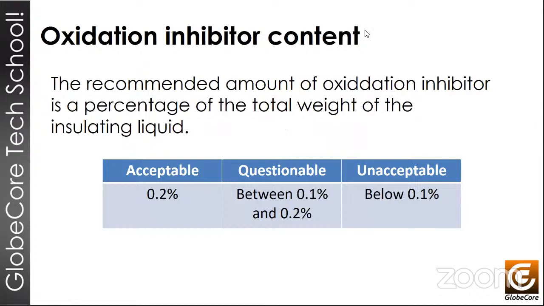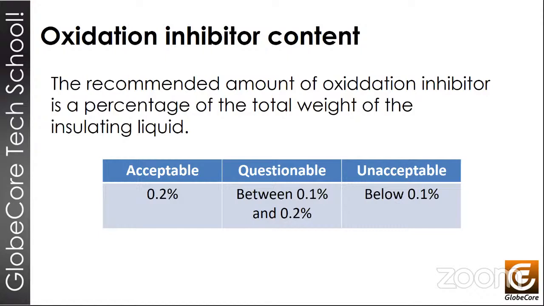So the permissible inhibitor content for transformer oil should be more than 0.2%, but less than 0.3% by weight of the liquid, which is important to remember. We use weight, not volume, when we calculate the inhibitor amount. So we do it in kilograms or pounds or whatever the case may be, and not liters or gallons.